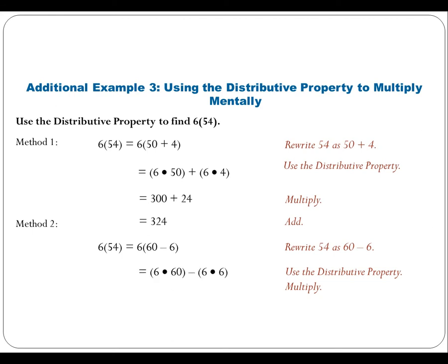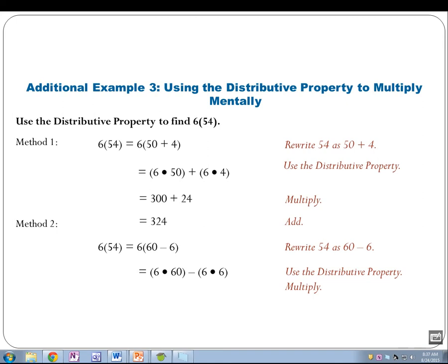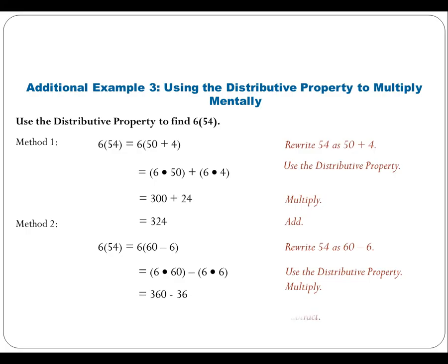So we did it that way. We distributed once again. We broke 54 down into being 60 minus 6. Then we distributed the 6 to the 60. That's right here. We distributed the 6 to the 6 right there. We kept that sign as being subtraction. It has to stay the same, or else it won't work with the distributive property. Then we have 360 minus 36, and we have the same number, 324.